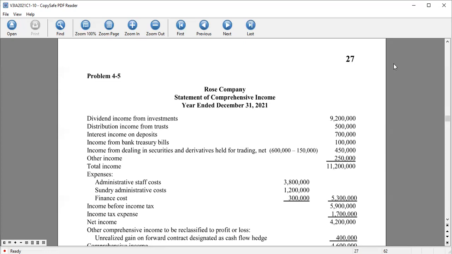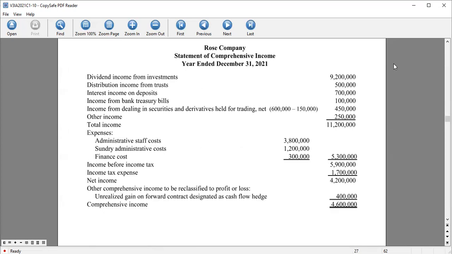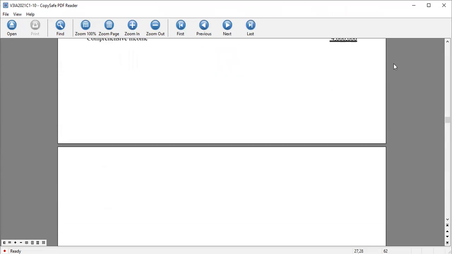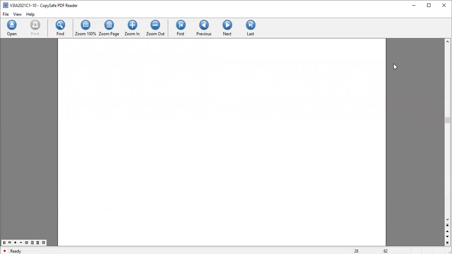The other comprehensive income to be reclassified to profit or loss: unrealized gain on forward contract designated as cash flow hedge for 400,000, and we have the comprehensive income. Take note that with regards to comprehensive income, partly will be charged to profit or loss or partly to retained earnings. So this time, we have the comprehensive income of 4.6 million.